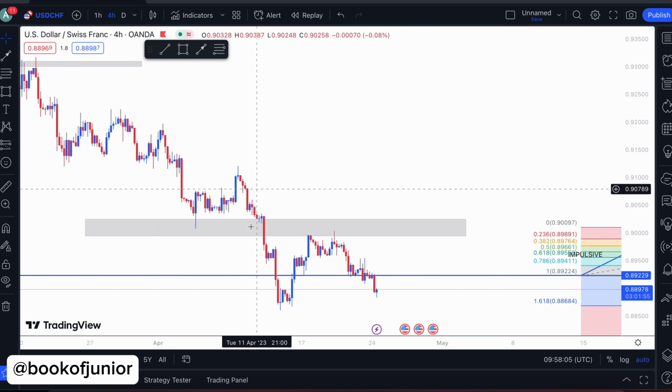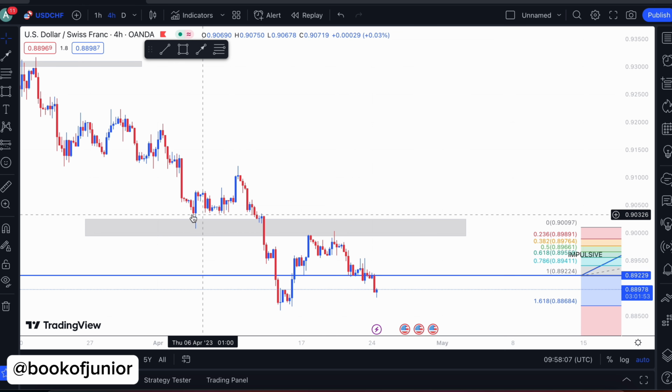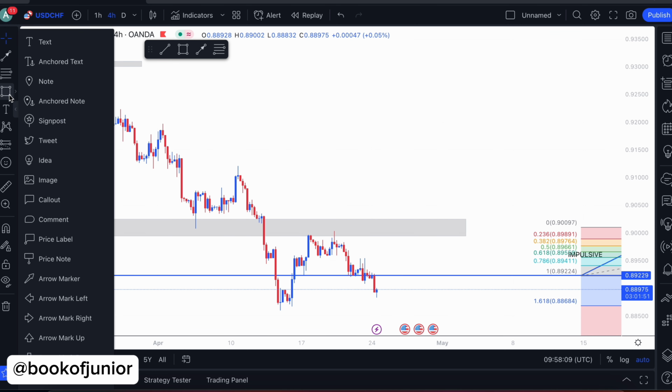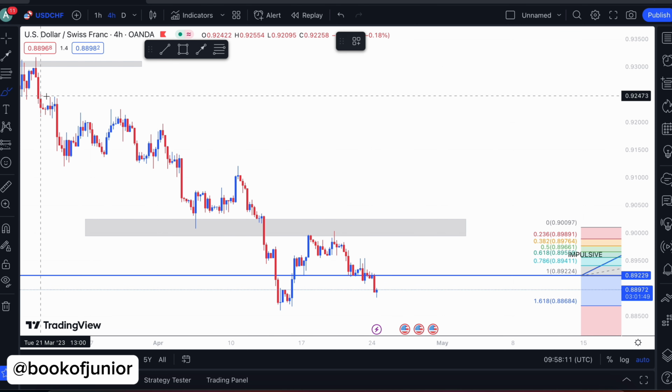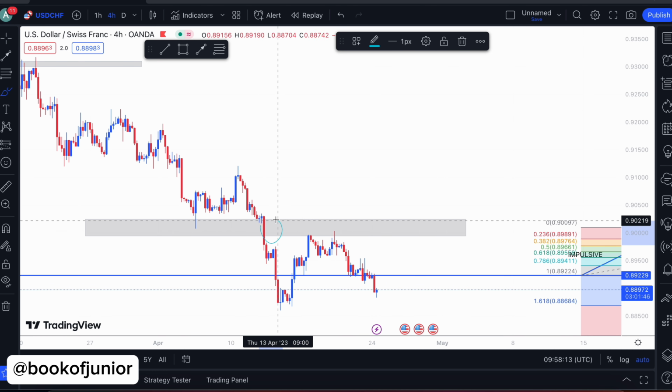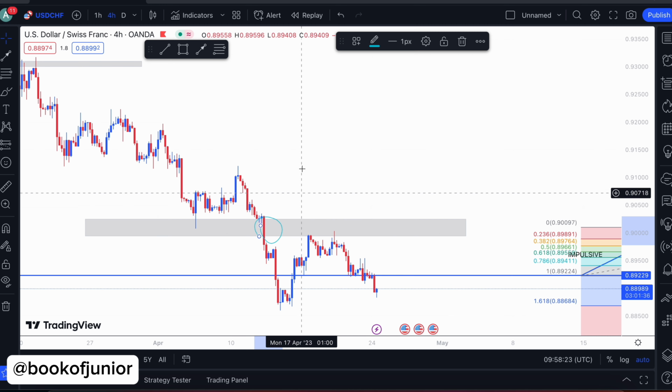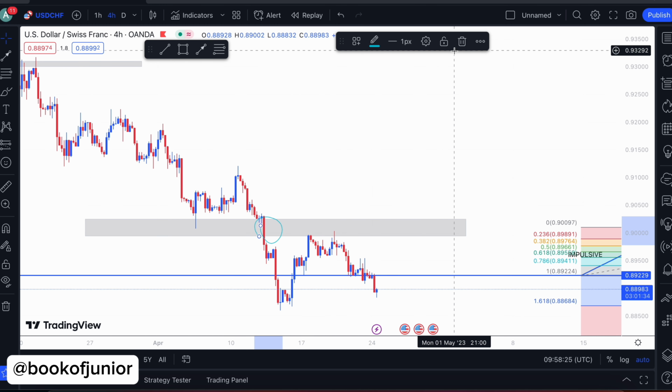So if we remove this, you can see, traders, we had imbalance in here. We had more of an imbalance in here. So this is imbalance there, and then also price comes back here first, and after it comes back here, fills up the imbalance, and then starts dropping. So probably you're going to be seeing sells on the USD CHF. As you can see, price already started coming down.